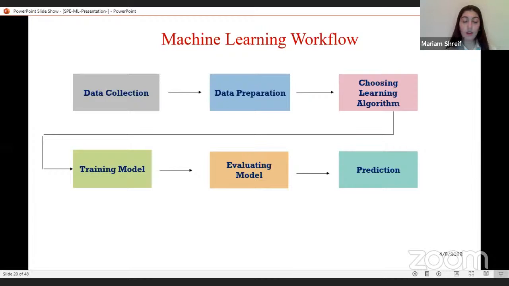And finally, we need to evaluate the model using certain metrics such as accuracy or some error metrics. And if the model performed well, we can use it for prediction for future applications. And in case the model did not perform well, we need to rebuild the model, adjust the hyperparameters, and then retest or re-evaluate it.